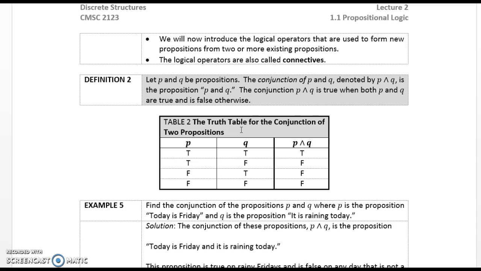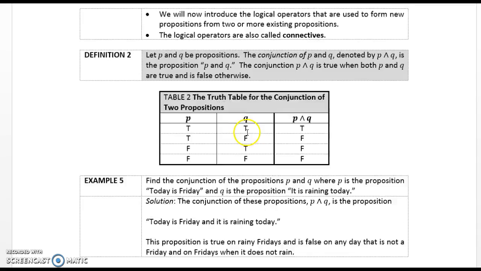So if you look at Table 2, the truth table for the conjunction of two propositions, you'll see that in the topmost row, when P and Q are both true, then the conjunction of P and Q is also true. But for all of the remaining rows, rows 2 through 4, P and Q is false.